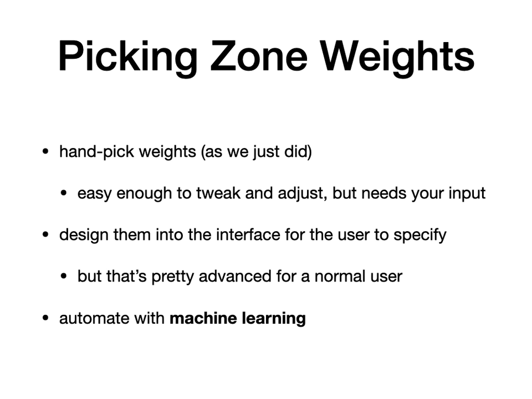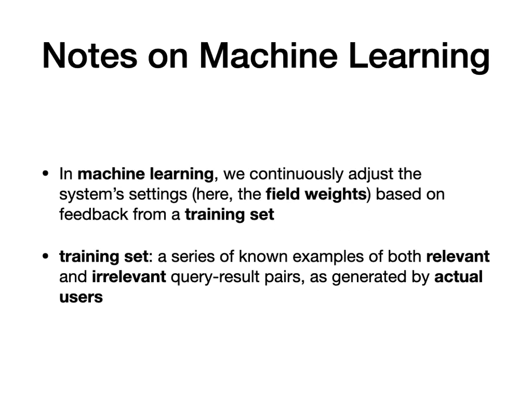It's easy enough to just tweak and adjust them and see how it works, but that requires you to be on top of it. You can also let the user specify them, but that's a little bit tweaky. That's a little bit extra effortful on the user's part that we don't necessarily want to throw on their plate. They'll just go and use a different system if we make ours too finicky. You can also automate it with machine learning. So let's take a little aside into machine learning.